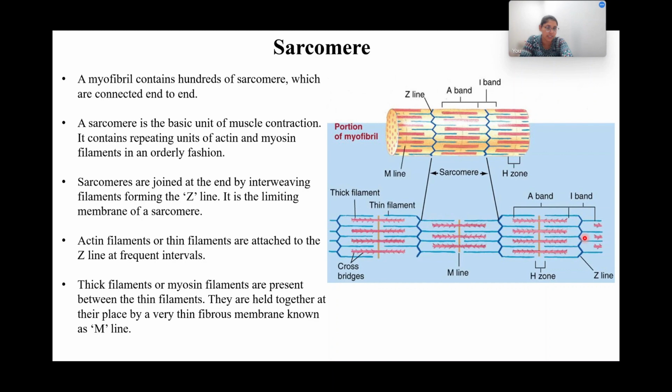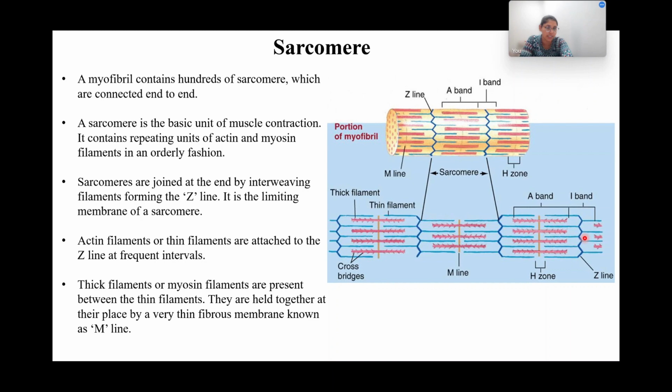Now we'll look at this structure in detail. Here you can see that this sarcomere will have repeating units of actin and myosin. Where and how, we'll see in a while. Just to understand it very broadly, the sarcomere will have the A band, I band, and A band, I band, and H zone, and there are these two lines, the Z line and M line. If you see this structure here, these filaments are actin filaments, and these red, thicker filaments are the myosin filaments. You can see that the ends of the sarcomeres are marked by the Z line.